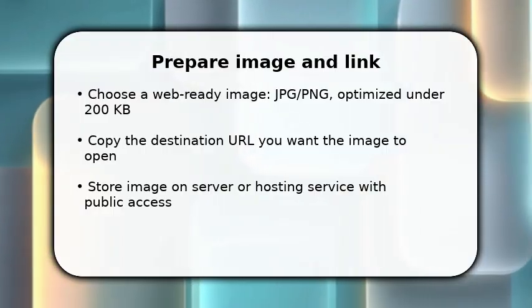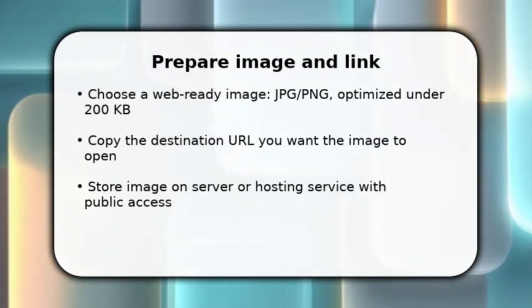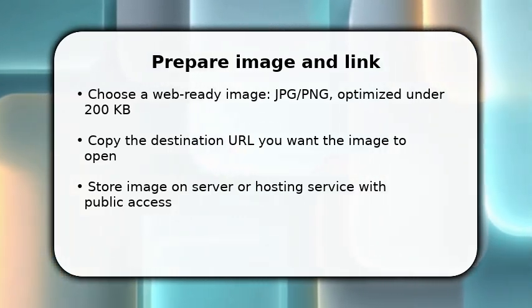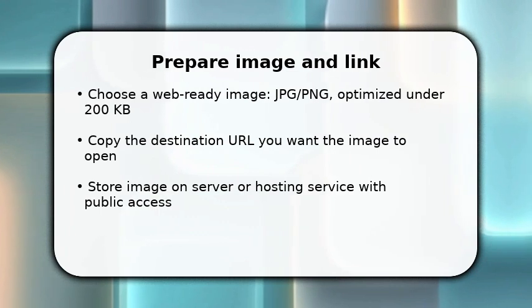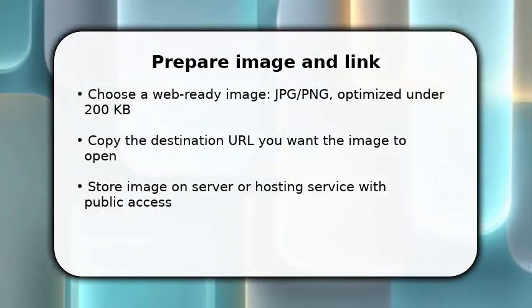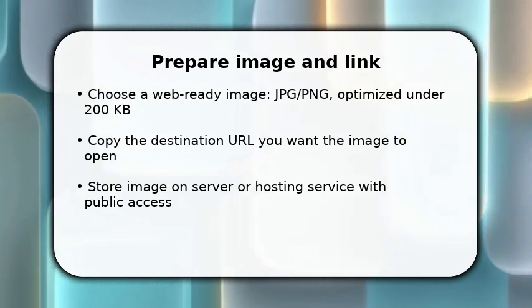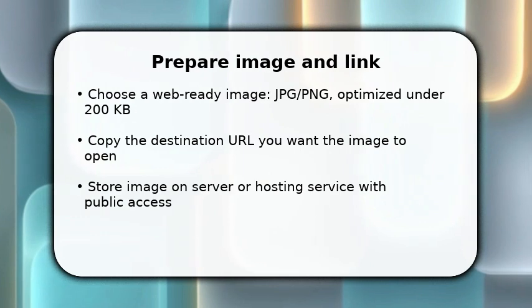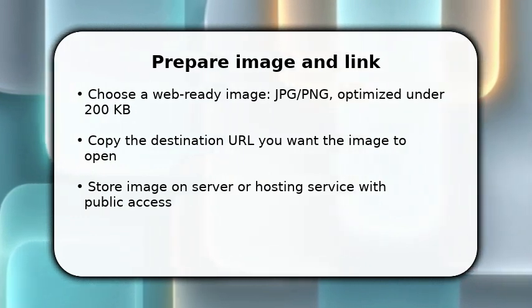You start by picking the image and the exact URL you want it to open. Optimize the file so load times stay short. That matters for clicks. Once done, upload the image to a web-accessible location or confirm its path in your project. Make sure the link is final and uses HTTPS when possible.